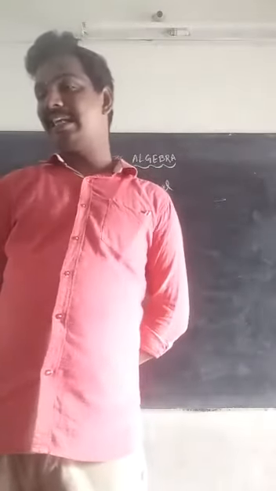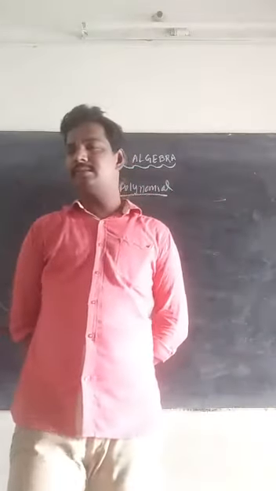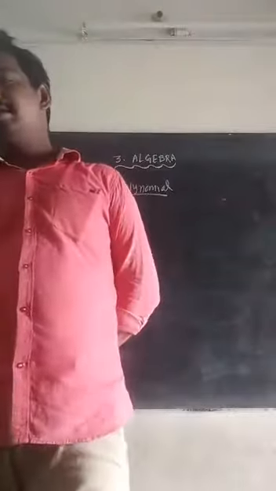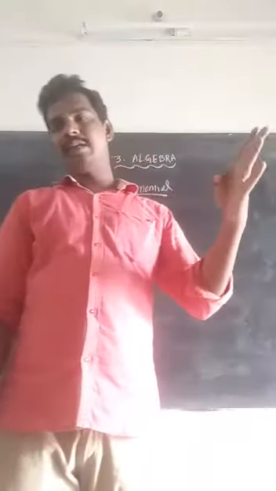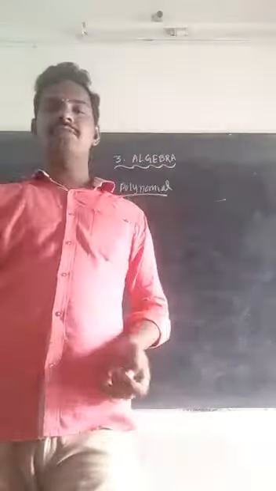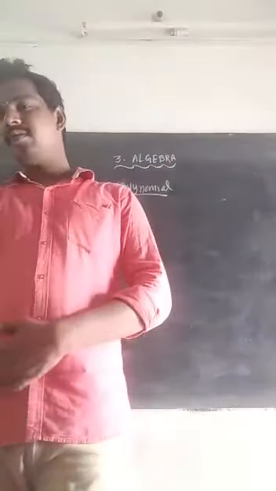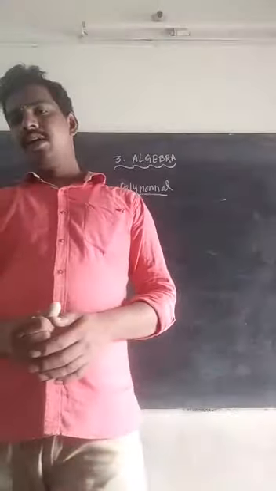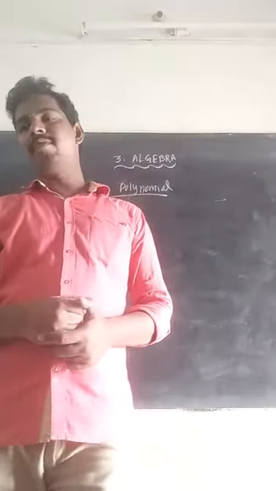A polynomial is an arithmetic expression consisting of variable alphabets and constant numbers that involves 4 fundamental arithmetic operations: addition, subtraction, multiplication, division, and non-negative integer exponents. Exponent means power. Non-negative integer means a positive value of variable. Next, they give in your book, polynomial in one variable.